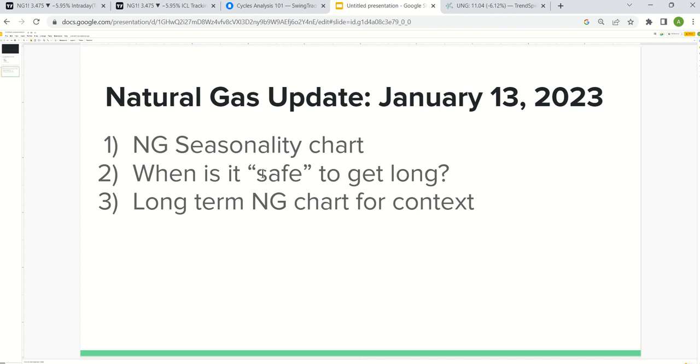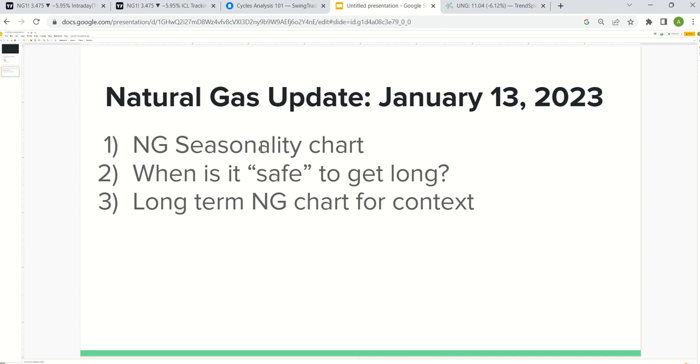And I put the word safe in quotation marks because you really shouldn't be using that word with respect to markets. What you should really be thinking about is what is an entry that is low enough risk that it fits my risk tolerance. That's the way you want to think about it. How do I assess risk from different entries? And we're going to talk about that in detail.